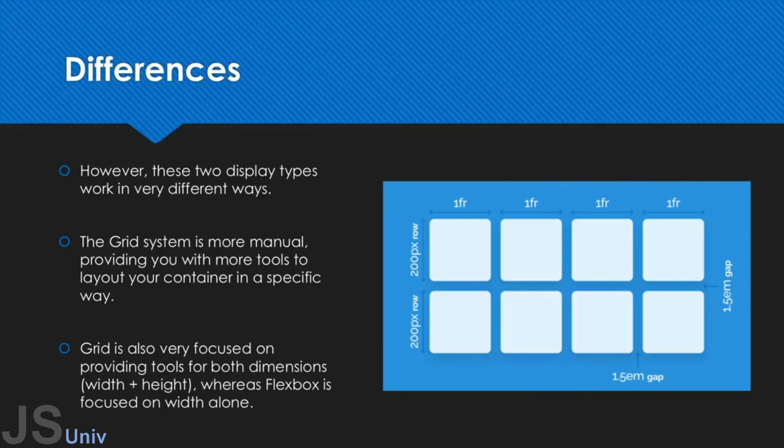So one of the main differences is how the grid system focuses on both width and height. Although Flexbox does have some height features, it's mainly focused on the width of flex items in the container, whereas grid is very focused on providing tools for both width and height to create a grid. And that's really the reason for the name, because it is more focused on creating a grid, providing tools for columns and rows and all sorts of things that we're going to cover in the next few videos, looking at some of the tools that we can use in grid and the inherent differences between grid and Flexbox.